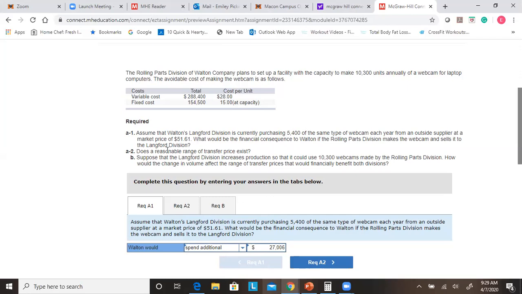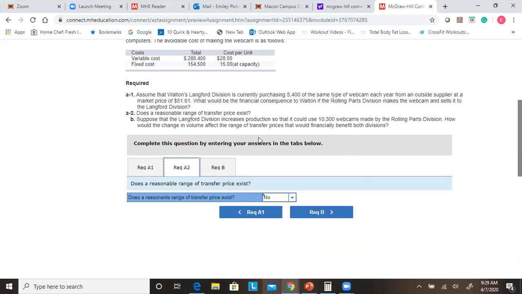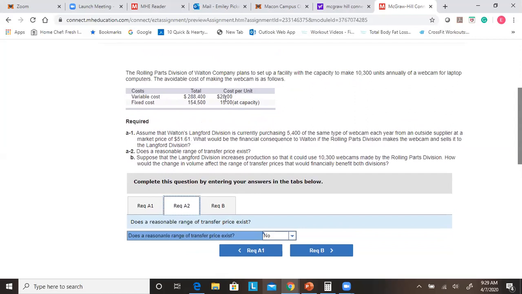And then, does a reasonable range of transfer prices exist? No. The variable cost is 28. They're making them for 51.61. If you add these two, what is that? 28, 38, 43 is what it would cost. So again, they're not going to be winning anything by doing this because of the capacity issue.